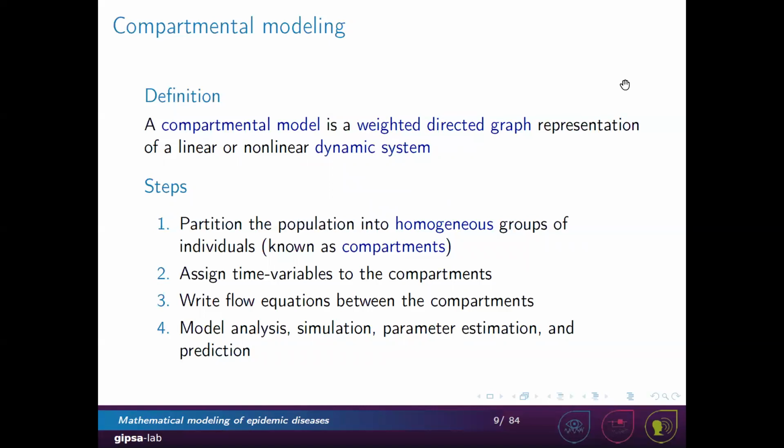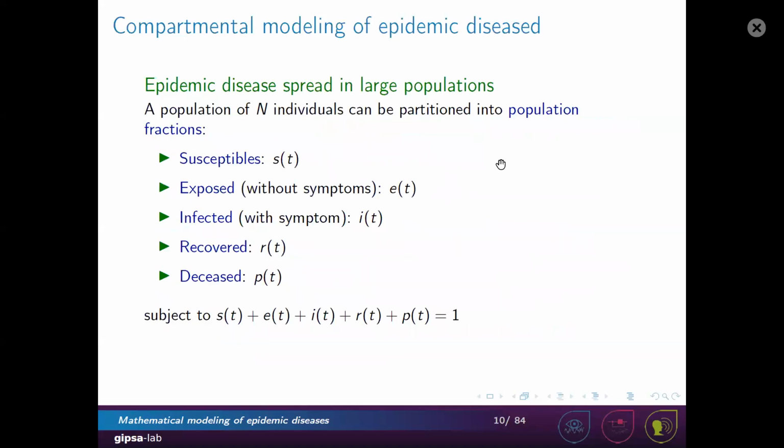So we clearly see the level of abstraction that is used in compartmental modeling. Next, we need to assign variables to each of the compartments, and then we start writing equations to indicate the flow of population between the compartments. And after forming the model, we can analyze, simulate, estimate its parameters, and predict its future behavior.